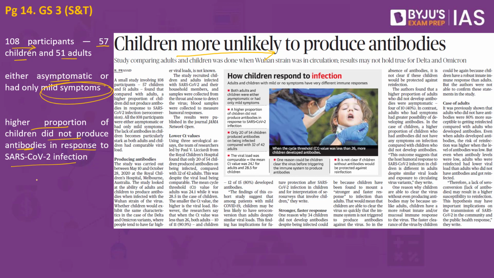This particular study goes on to say that if you consider the adults and the children, antibodies were released into the body of the adults, but it was not the same for the children. When we look into the statistics further, only 20 of the 54 children produced antibodies, and when we compare it to the adults, 32 of the 42 adults got the antibodies. So despite the viral load being the same, adults were able to generate more antibodies, and the number of antibody-producing children was comparatively less.